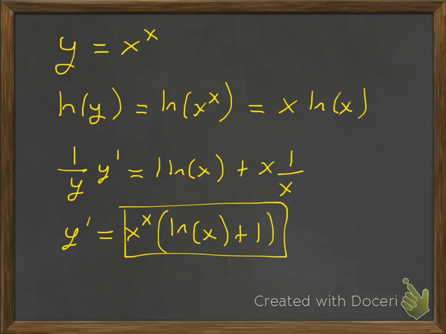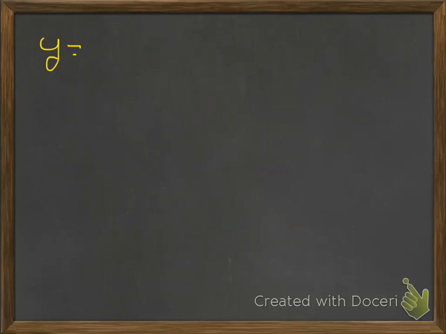So that wasn't too bad, was it? Let's take a look at one other one. So y equals x plus 1 to the 1 over x. Again, both the base and the exponent are moving, so it's not a rule that we have had before. So we're going to go ahead and use our good friend the natural log. So we're going to natural log both sides.